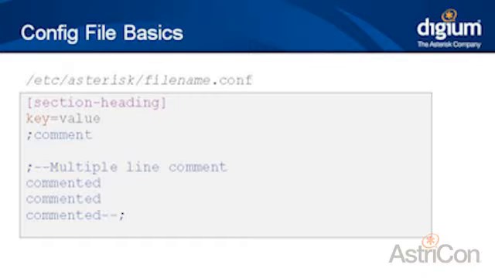So in /etc/asterisk, we're going to have all of these files like filename.conf. For example, to configure SIP, we have sip.conf. To configure our dial plan scripting, we have extensions.conf. To configure voicemail, we have voicemail.conf.